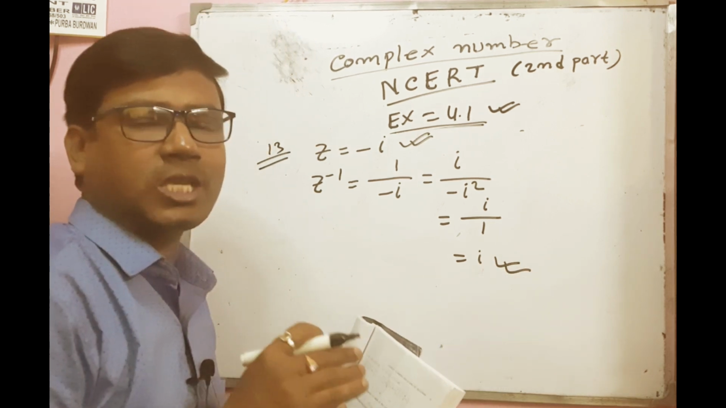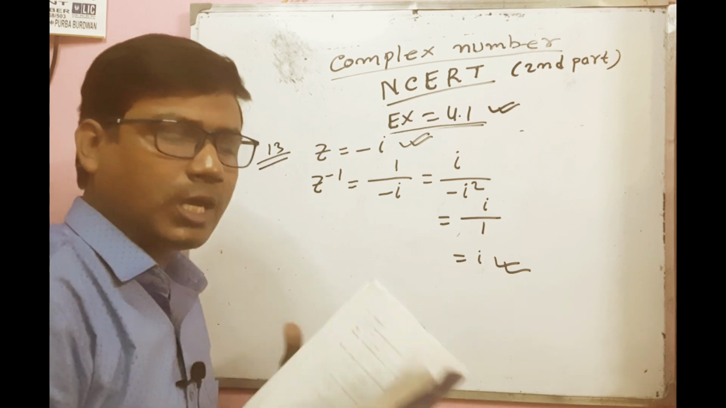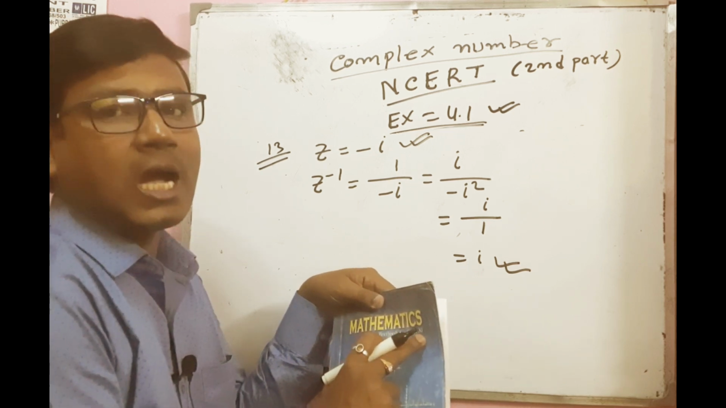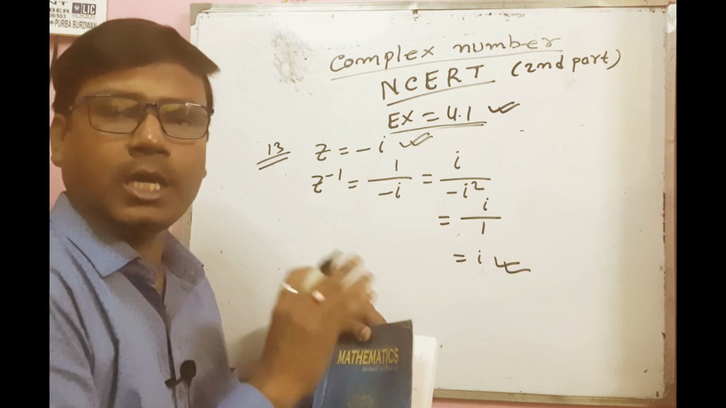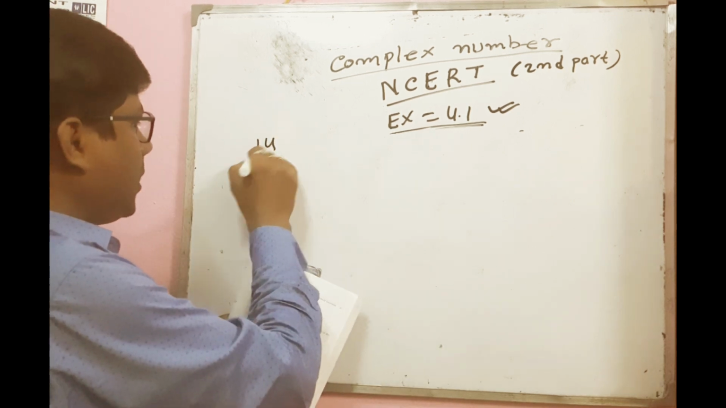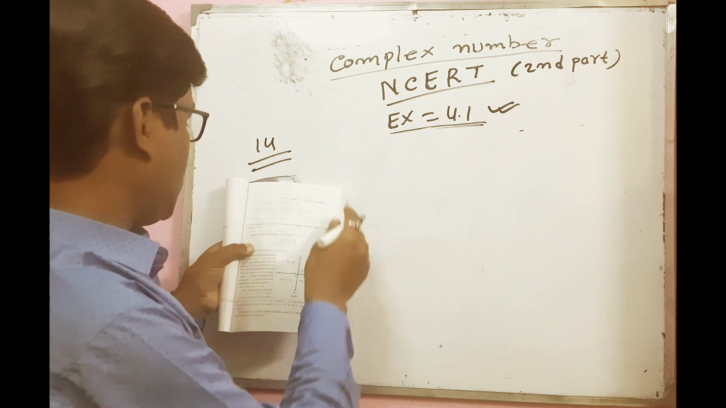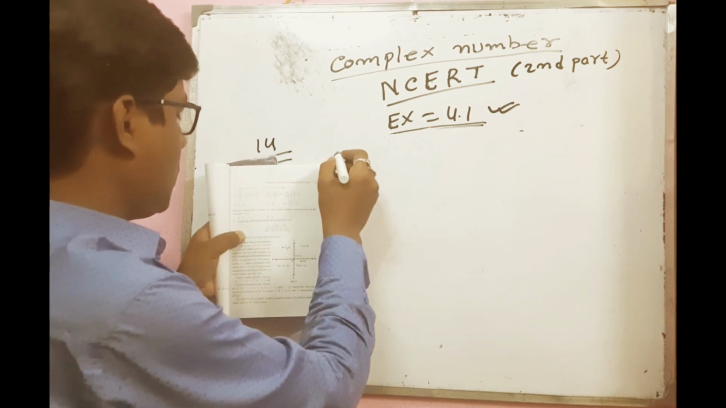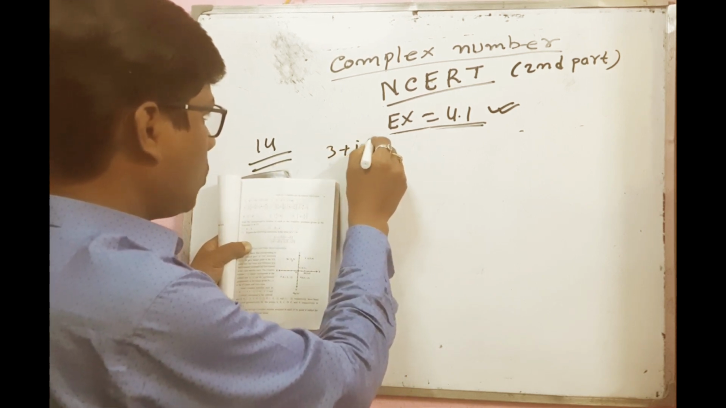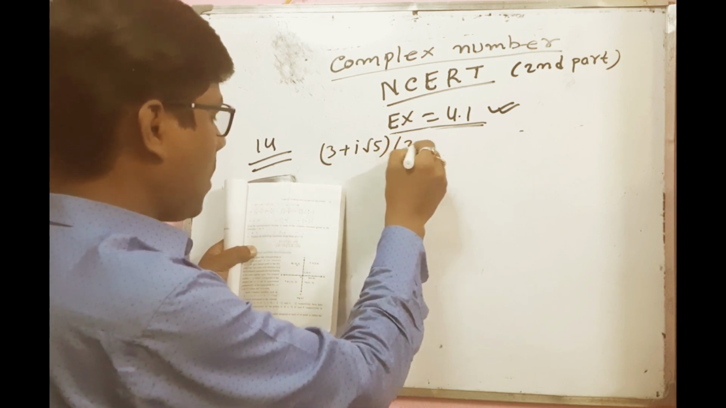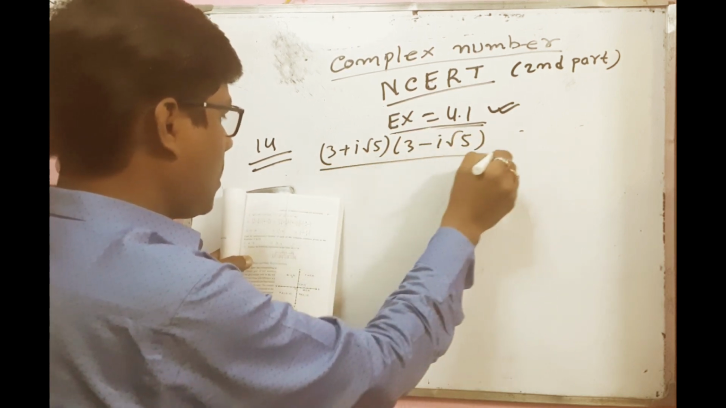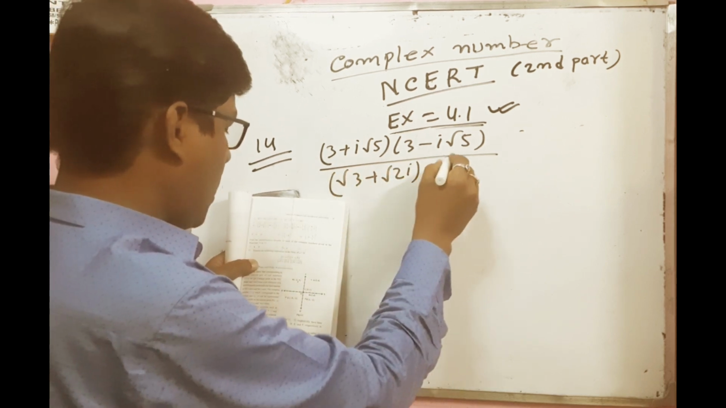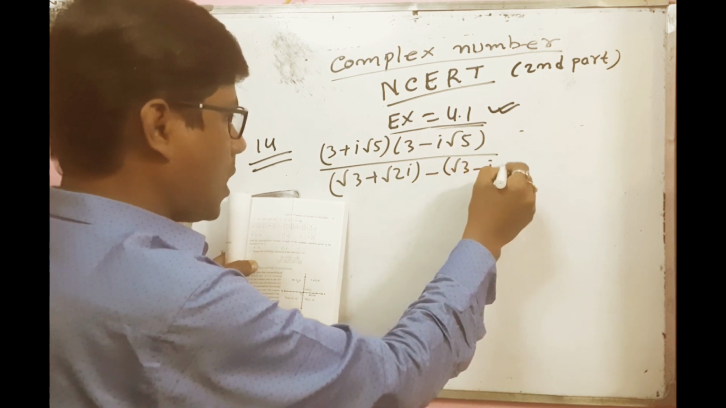Now we move to the last and final exercise of the day, and we are solving the question from the NCERT book for class 11. 14 says that express the following expressions in the form of a plus ib, and the question is this one: 3 plus i root 5 and 3 minus i root 5, and root 3 plus root 2 of i and minus of root 3 minus i of root 2.